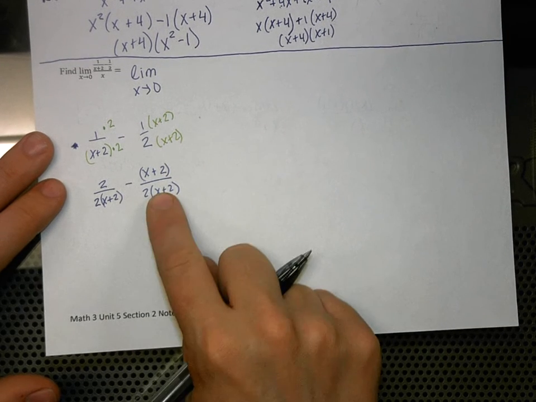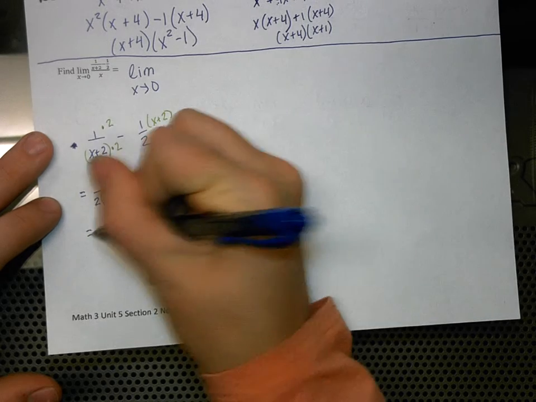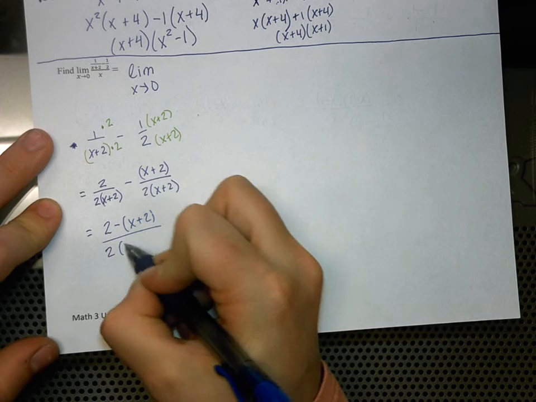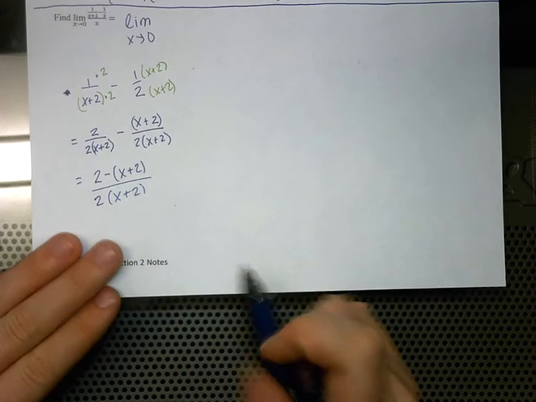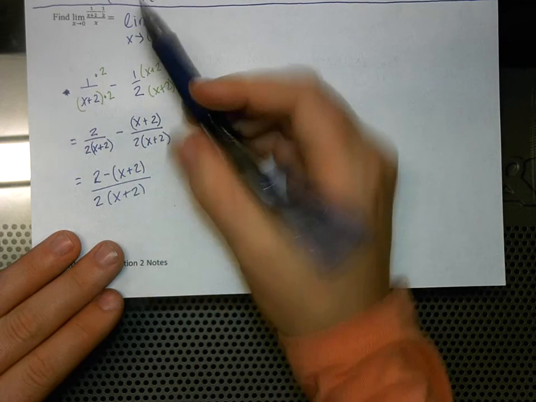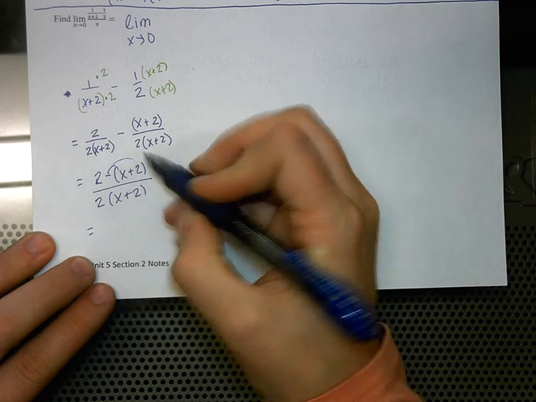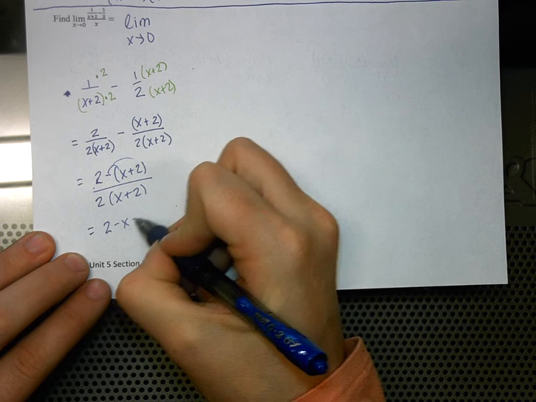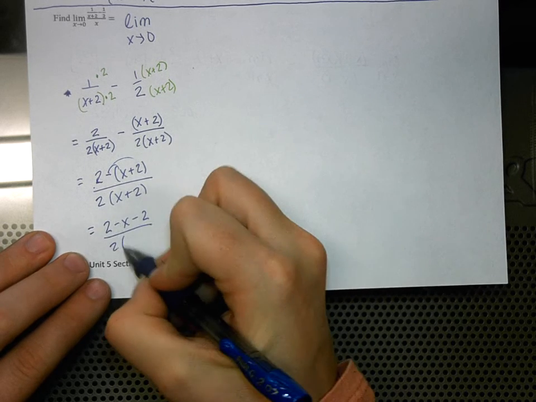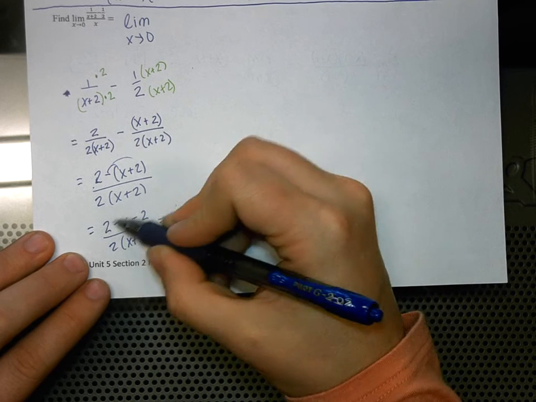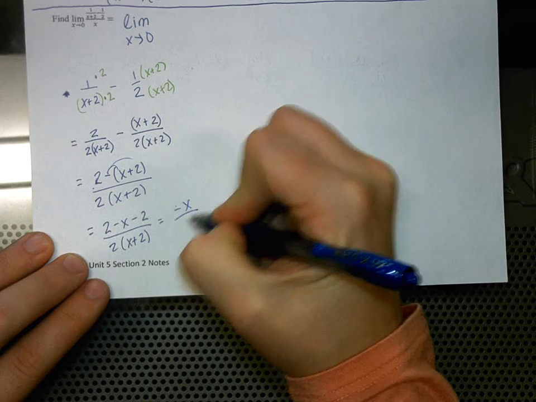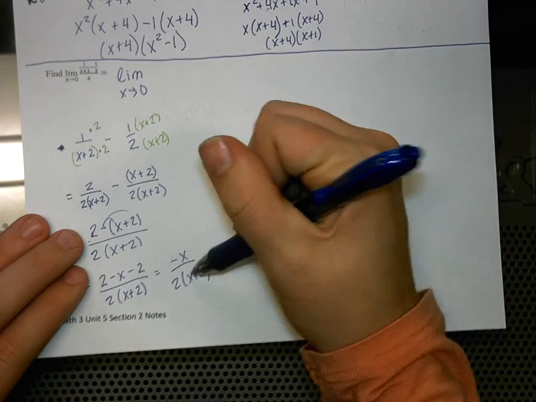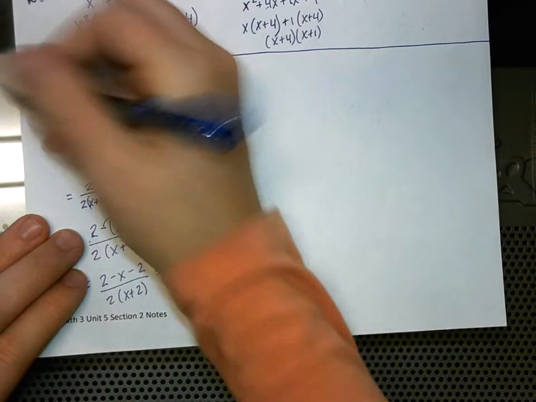Since they have the same denominator now, I can combine them together. 2 minus x plus 2 over 2 times x plus 2. Well, I can distribute this negative. That gives me 2 minus x minus 2. And that's just 2 minus 2 is 0, so negative x over 2 times x plus 2. All right, this is only my numerator. I just started simplifying my numerator here.